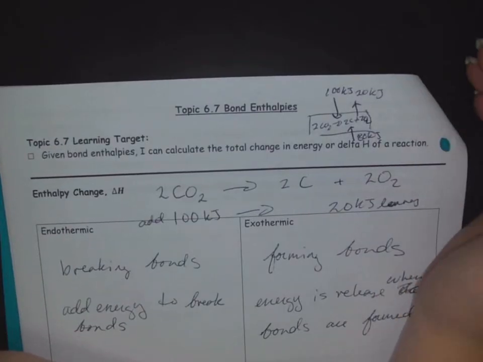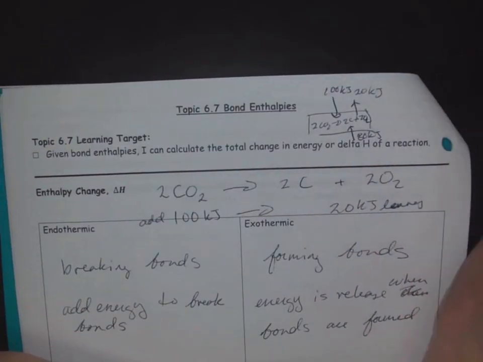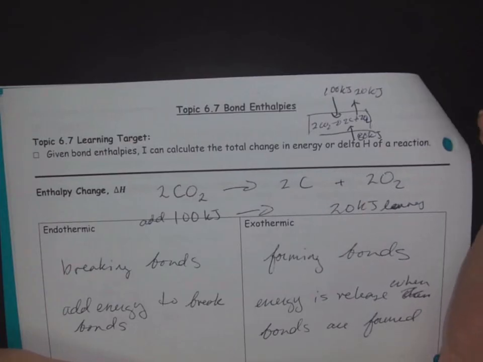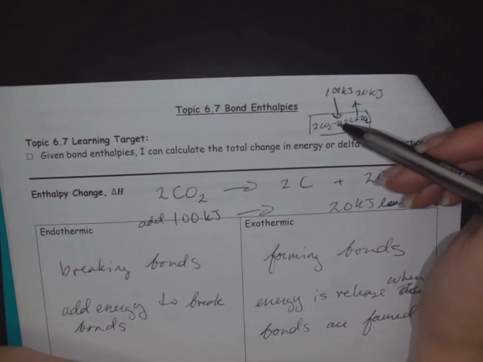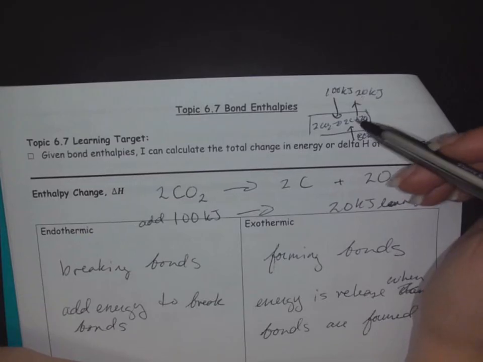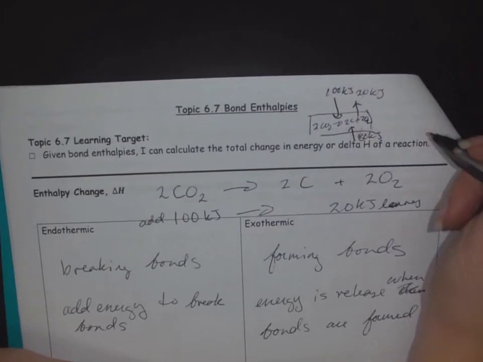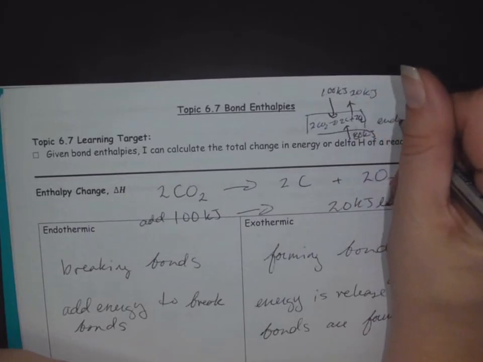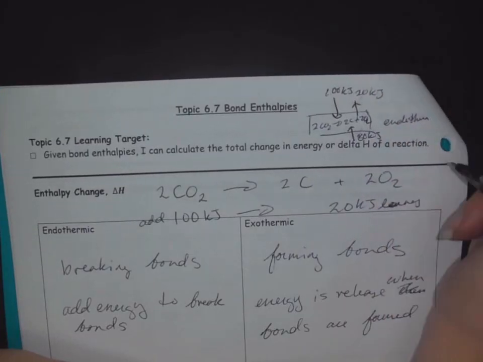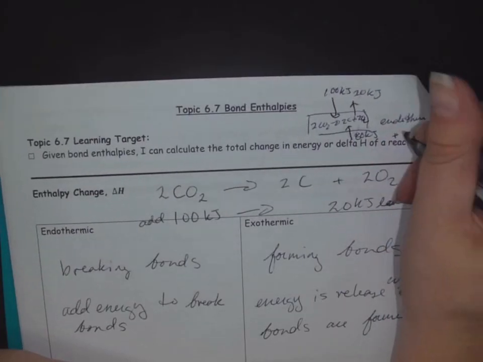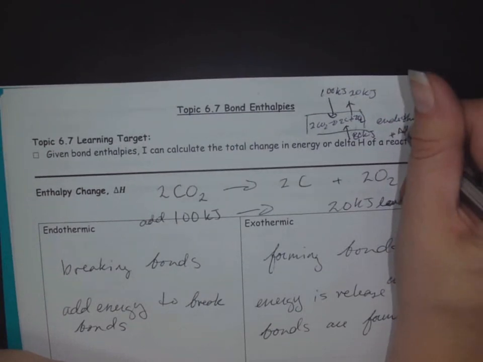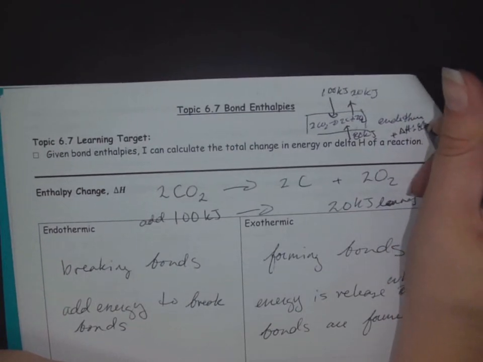80 kilojoules in total was lost from the surroundings that entered the system. Technically it was 100 and then they got 20 back, but overall 80 kilojoules went from the surroundings to the system. And so that's an endothermic reaction. This would be a positive delta H of 80 kilojoules.